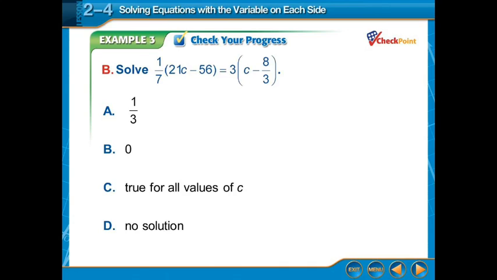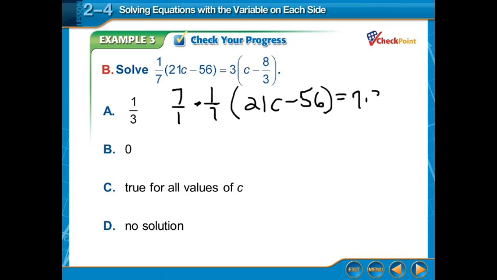I think I could probably multiply both sides by 7 as well. So sometimes you have more than one way you can do it. I don't particularly like dealing with fractions, so I'm going to do this. 21c minus 56 equals 7, whatever I do to one side, I can do to the other.